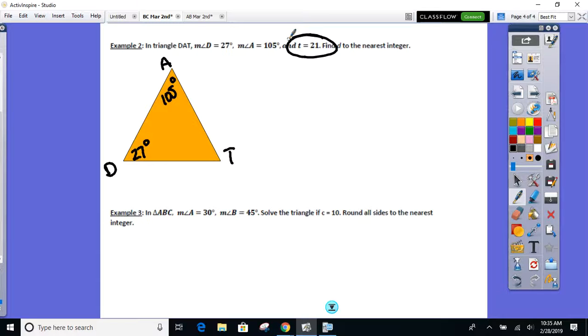Yep, go ahead. Side across from angle T. That's the side. Anytime you see the lowercase letters, that's the side across from the angle. So in this case, this is the side across from angle T is 21. And we're going to find a d, lowercase d. Everyone see lowercase d? So this side.